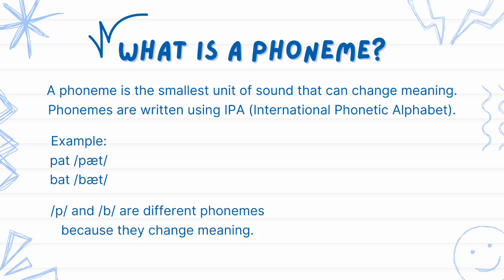Let's talk about phonemes. A phoneme is a small unit of sound that can change meaning. So, it is the basic sound unit that affects meaning in a language. Phonemes are written using IPA, which is the International Phonetic Alphabet used to show pronunciation clearly. For example, the words pat and bat differ only in the first sound, because the small difference changes the meaning. P and B are considered different phonemes.